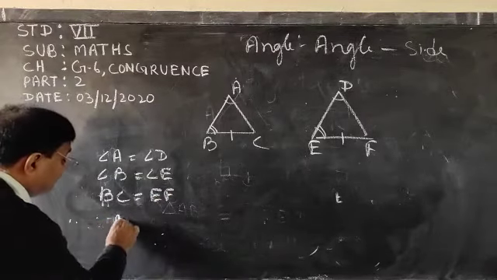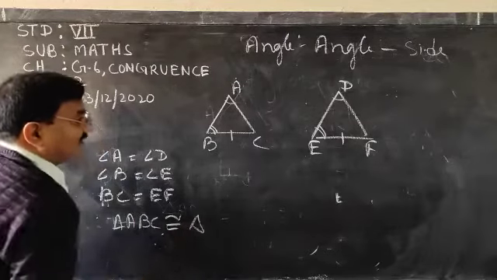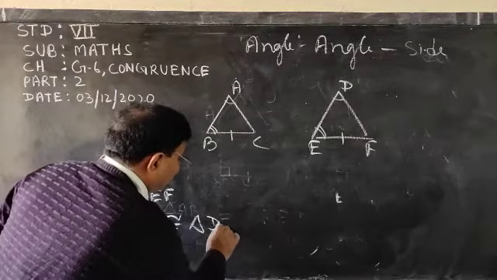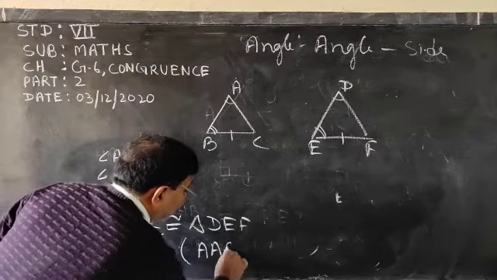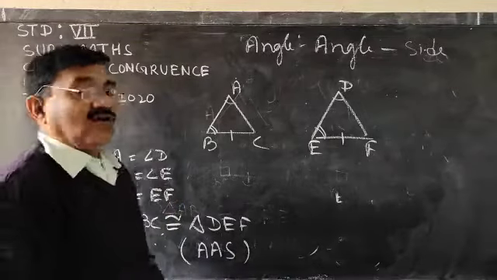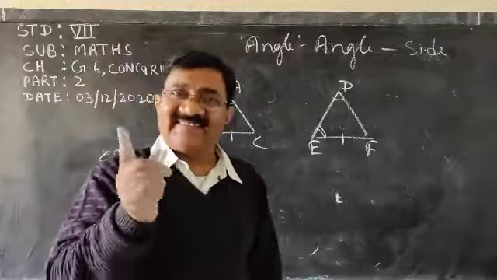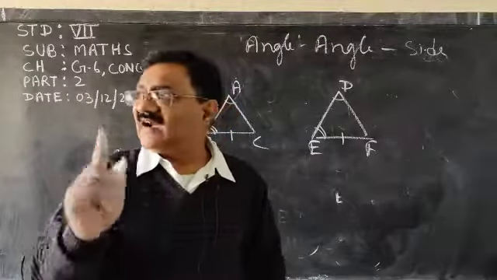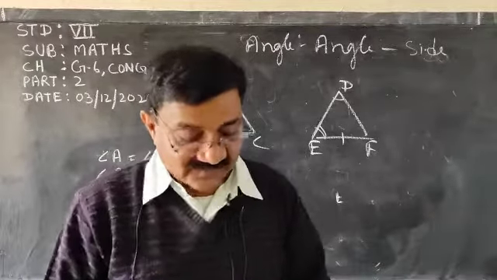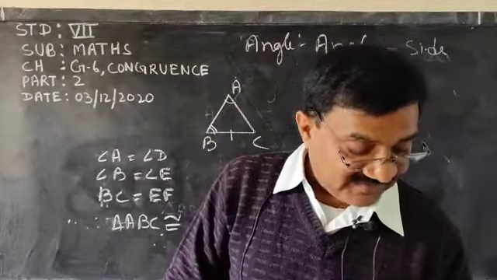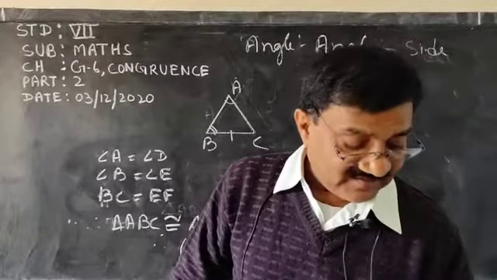Then triangle ABC is congruent to triangle DEF, and the criterion is AAS, angle angle side. You can't write SAA. That is wrong. SAA is not the condition. The condition is AAS. So dear children, we have seen the criteria. Now we will solve question and answer.